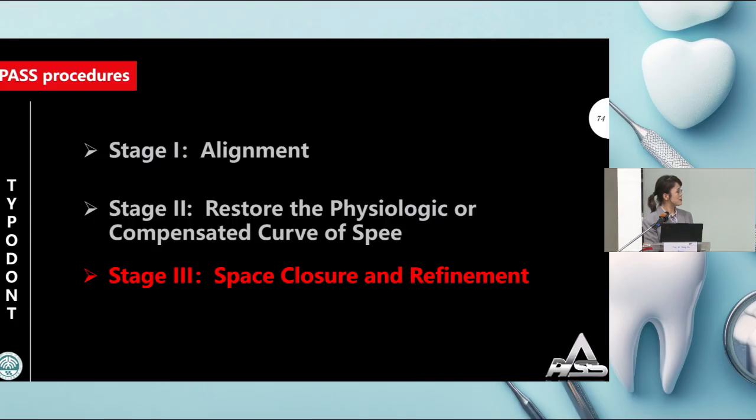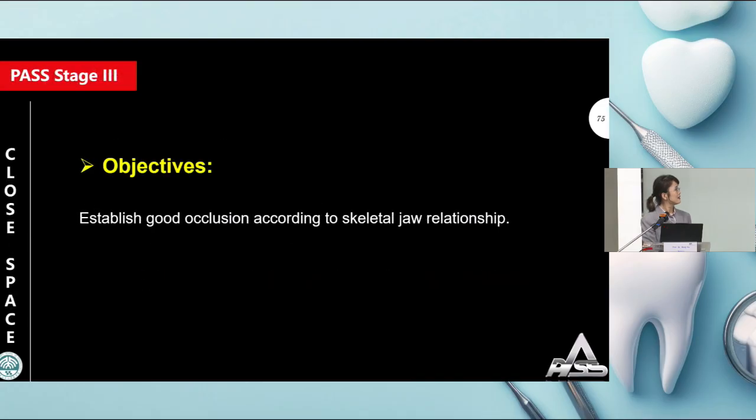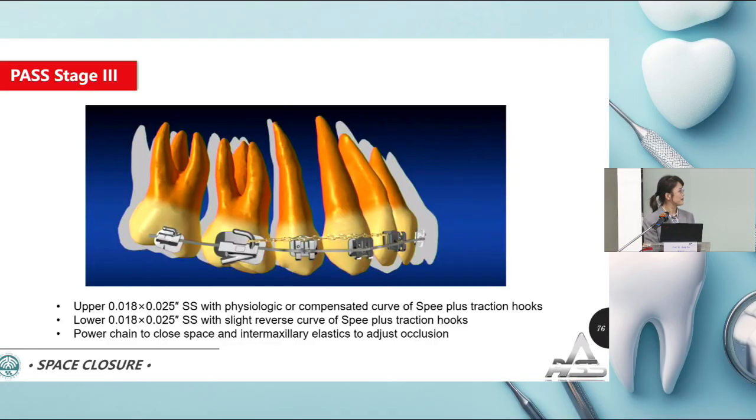Then, let's go to stage 3, space closure and refinement. In this stage, it's easy. We establish good occlusion according to skeletal jaw relationship. In the upper, we can use 1825 SS with physiologic or compensated curve of Spee plus traction hooks. The student asked us, where is the hook on the canine? We use a hook on the arch wire. We do an MS retraction.